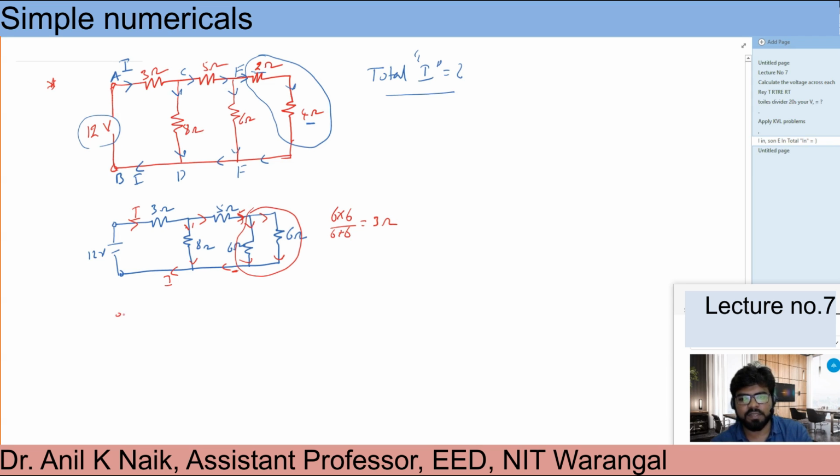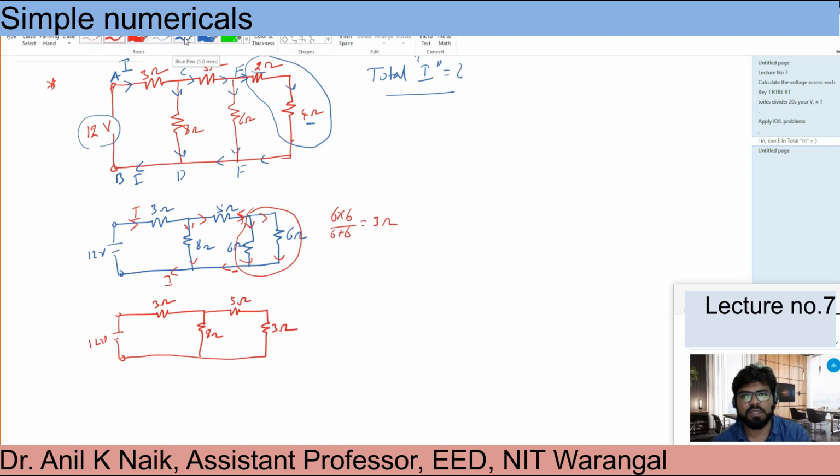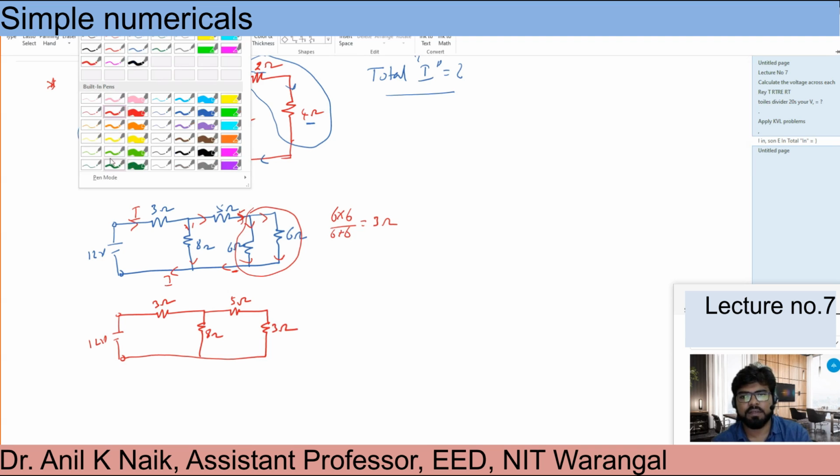Then what is the equivalent circuit? Again go back and redraw this one. If you redraw this one, this is what you are going to get. This is 12 volts, 3 ohms, 8 ohms, and this is 5 ohms, and the replacement is coming. So this is 3 ohms. Now again we're going to see what is happening here.